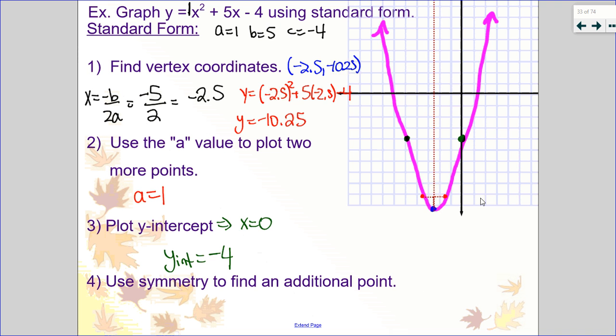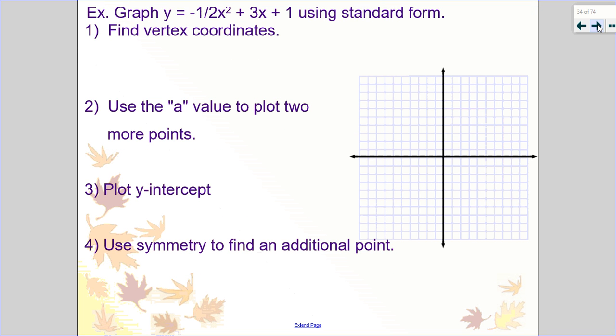So notice my parabola has the vertex is the change in direction. It goes from decreasing to increasing. And then it's all symmetric about that line of symmetry line, which is the little red line there. Is that good? Okay. Yeah. All right, let's go ahead with this one.